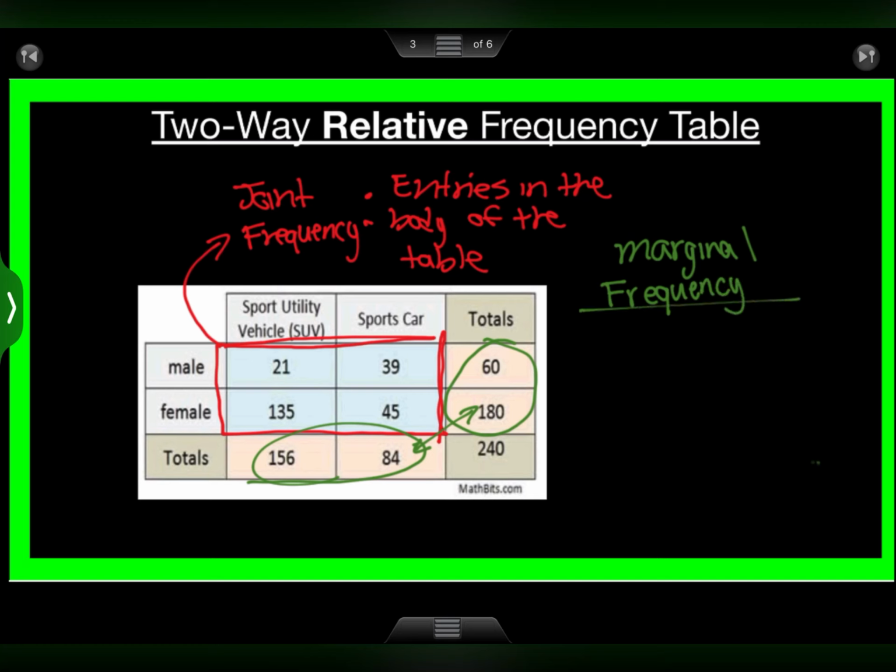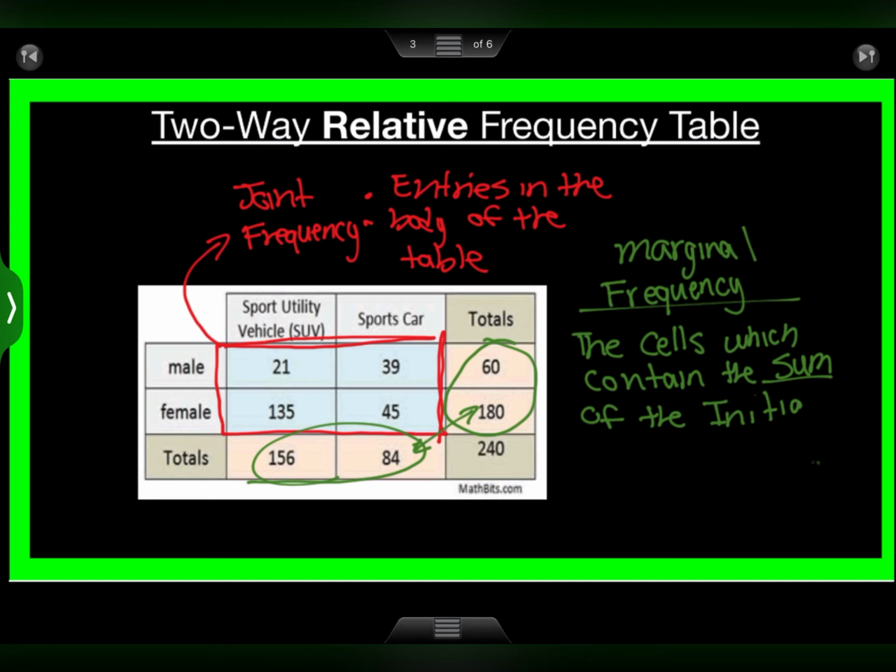Okay, with marginal frequency, these are the cells which contain the sum of the initial counts by row and by column. Okay, so we need to know that these are definitely the cells which contain the sum of the initial counts by row and by column.